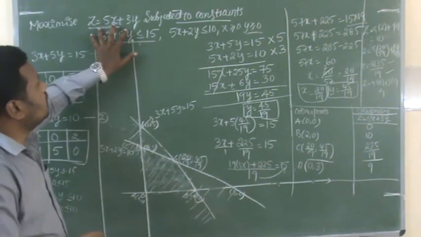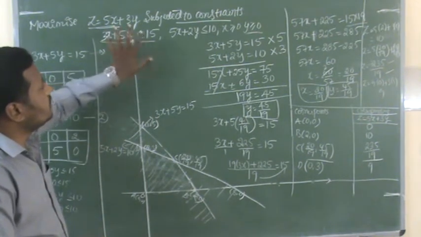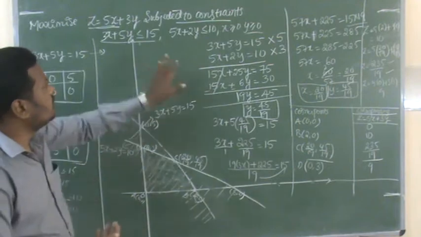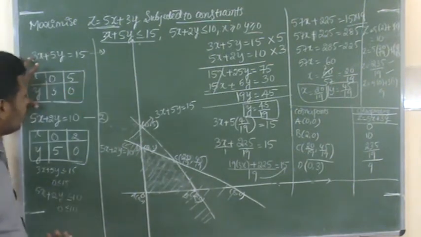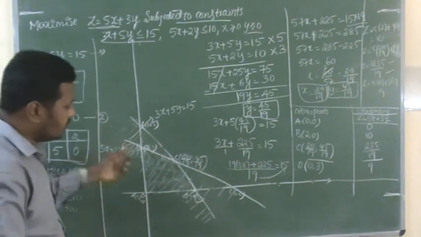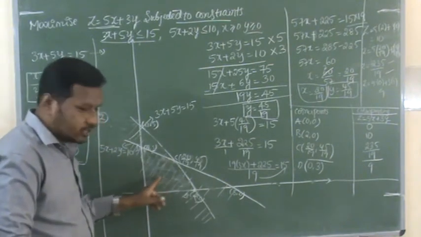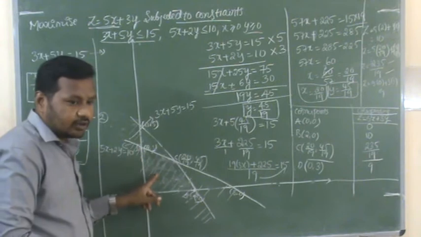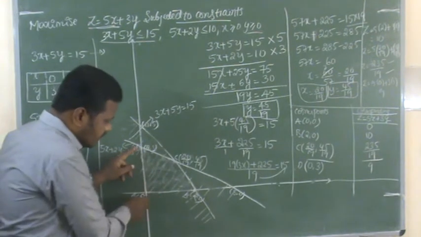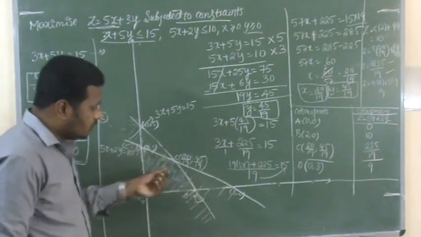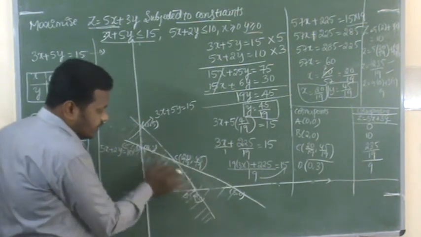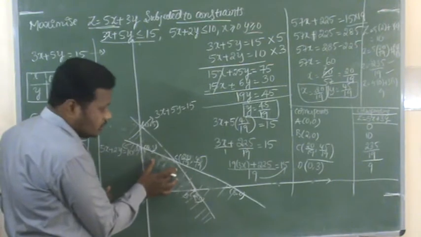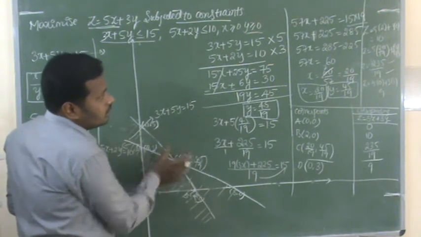Here is the problem: Z is equal to 5x plus 3y, subject to the constraints. For these two inequalities, first we solve for the points and plot the graph, find the feasible region, and find the corner points. For these two points, we calculate the intersection of the two lines, so we have to solve the equations.